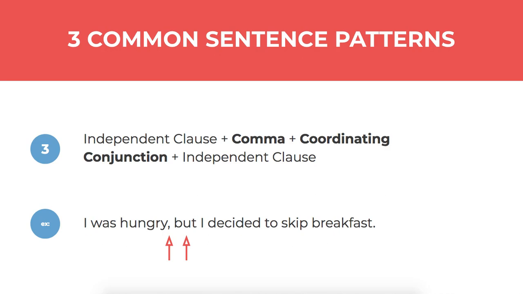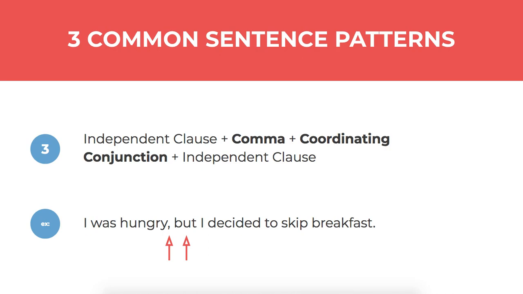Our example is, I was hungry, comma, but I decided to skip breakfast. I was hungry is an independent clause because it can be a sentence by itself. I decided to skip breakfast is in the exact same boat. Here's how we punctuate them. We have to have a comma and a coordinating conjunction. If you just have a comma, if you just have a coordinating conjunction, that is a problem.